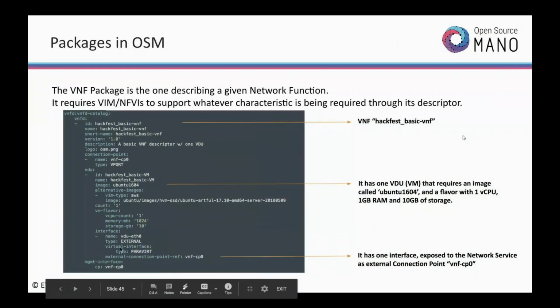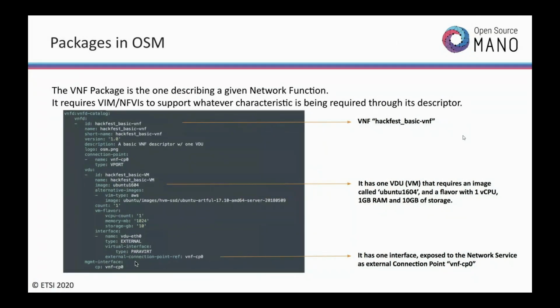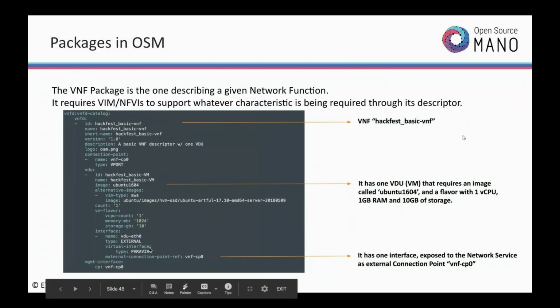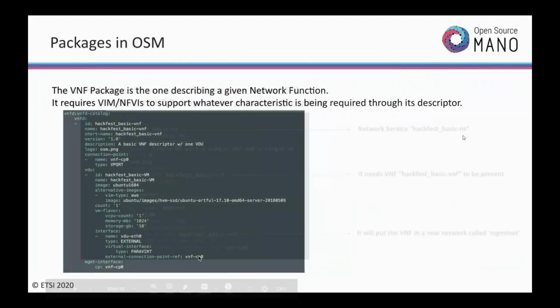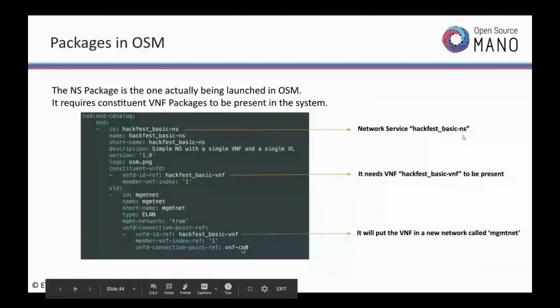It has 1 virtual interface of type Paravirt. We can put here SR-IOV, pass-through, or other values that make sense to identify how the VM is going to be connected to the network. And it has the external connection point reference called VNF-CP0. So this is a name that I'm using in the network service descriptor to refer to the connection point that will be connected to any given virtual link or network.